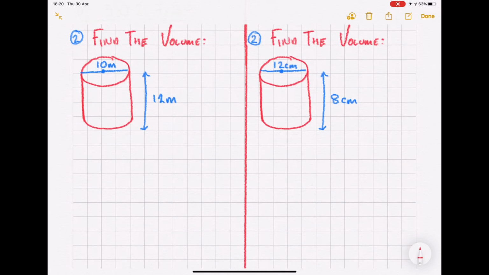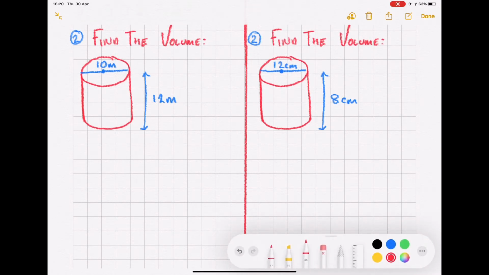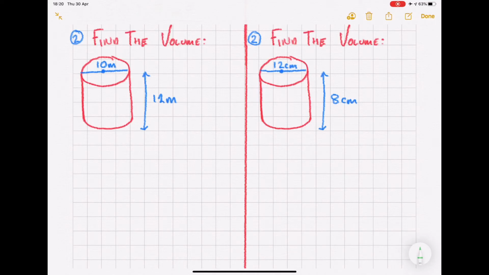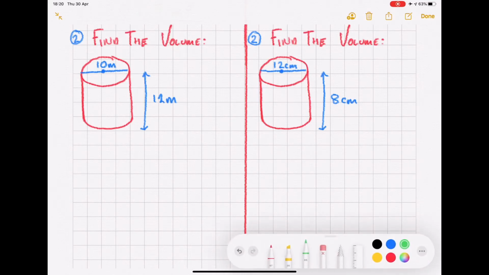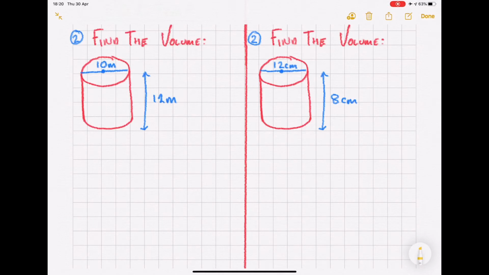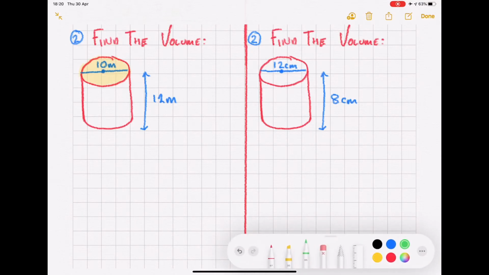Let's have a look at this second question. Find the volume of this cylinder. The only thing different from the first question to this second question is that for our cross section, our circle, it's given us the diameter, not the radius, but that's no bother. Let's start out exactly the same way.